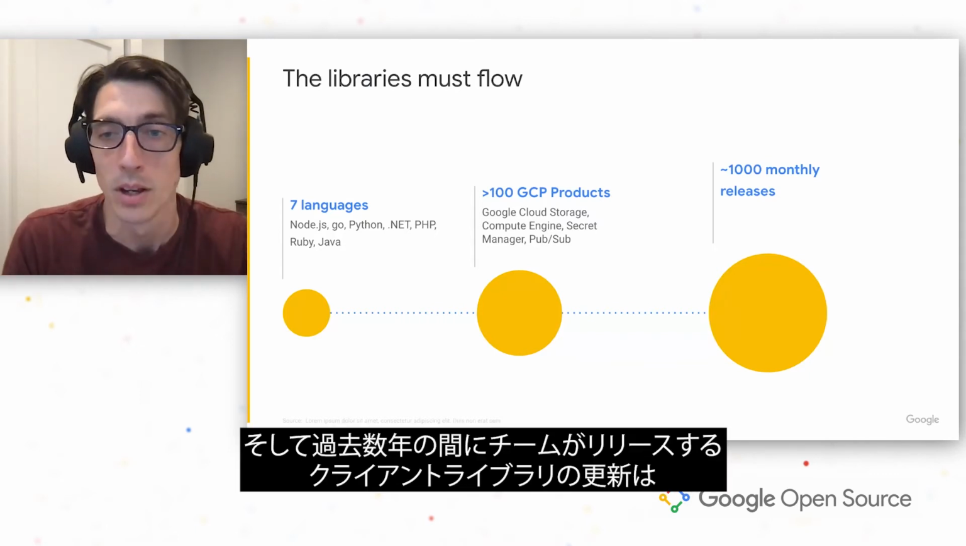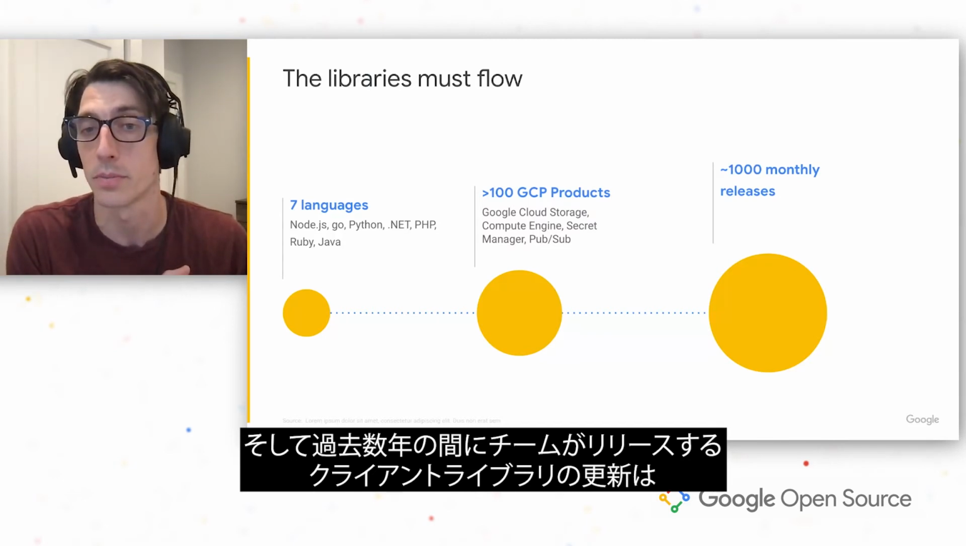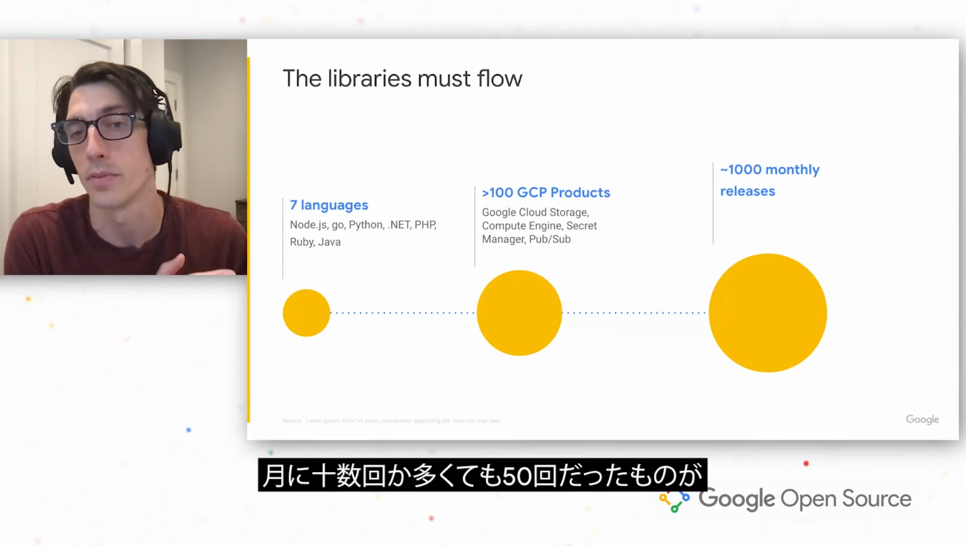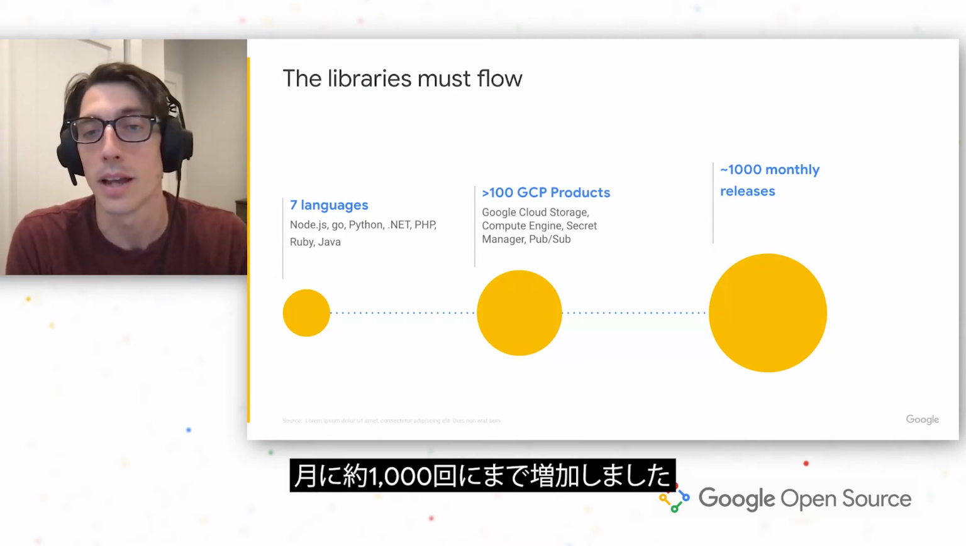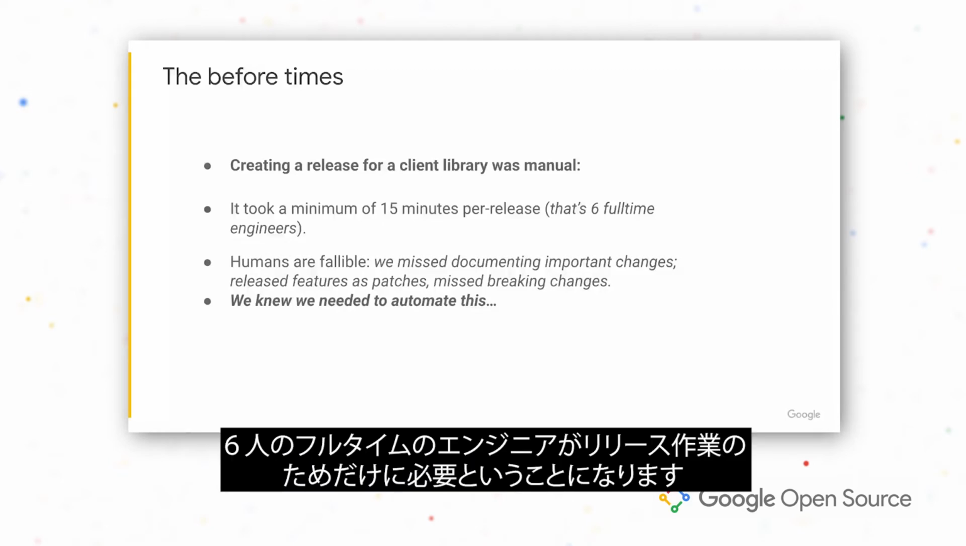All this said, over the last couple of years, my team has grown from having to release client library updates maybe a dozen times a month, or 50 times a month at most, to having to release approximately 1,000 updates a month. Before we started building this automation tool that I'm going to talk about today, creating releases for a client library was a very manual process. It took a minimum of 15 minutes per release. If you look at today, where we're doing 1,000 releases a month, this added up to about 6 full-time engineers who would need to be doing client library releases each month to just get our releases out the door.